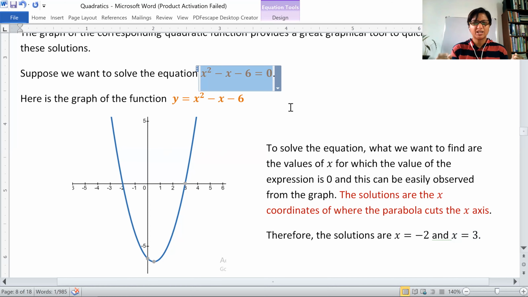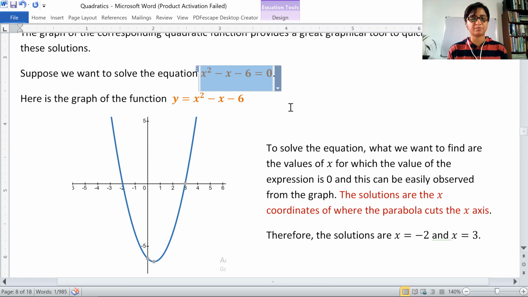In simple words, the solutions to the equation are the x coordinates, the values of x, where the parabola is cutting, intersecting the x-axis, because that's where the y coordinate is 0. The y coordinate is the value of the whole expression, right? So it becomes something very simple graphically. Solving the equation, I know that you know how to solve it algebraically, but if you happen to have the graph, it's just a matter of looking at it and giving the answers if the two points can be read easily, right?